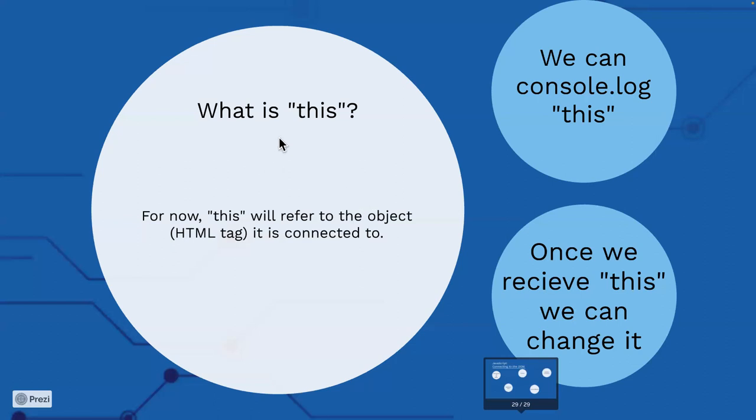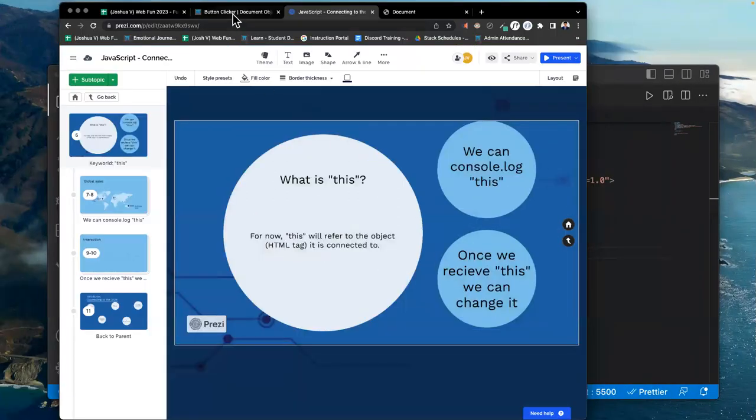Once we get it from our HTML, all right? Once we attach the keyword this to one of our HTML tags, we can access it in our JavaScript. We can console log whatever it is that we're connected to, and then we can change it, okay? So let's go ahead and go over what we mean here, because it's going to get a little bit too conceptually abstract. Let's give an example as to what we mean.